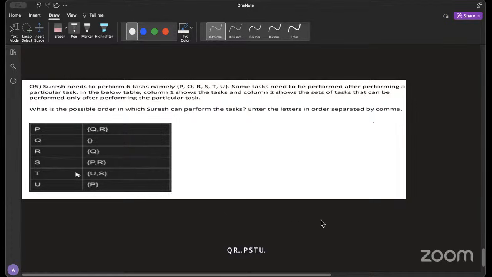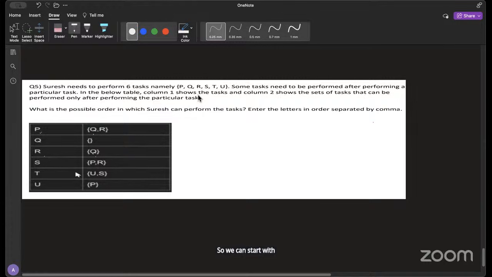Q R P S T U. Ma'am, U T U P Q S T. How can you start with Q? First, to start with Q, you'll need to get done with R first. In simple words, the question says you need an order to perform these tasks. These tasks are named P, Q, R, S, T, U. And for you to start with Q and R, you will need to get done with task P first. So if you start with Q, does Q need anything to be started with?